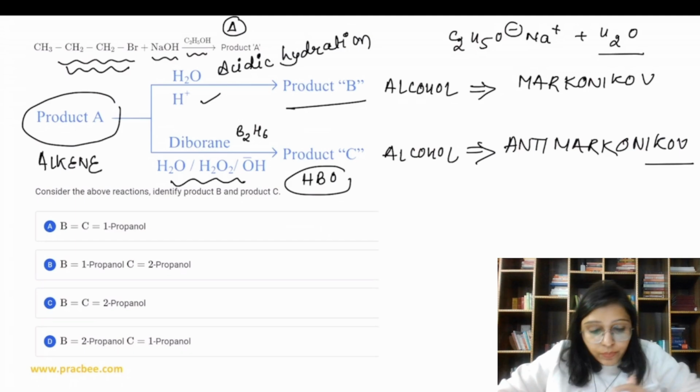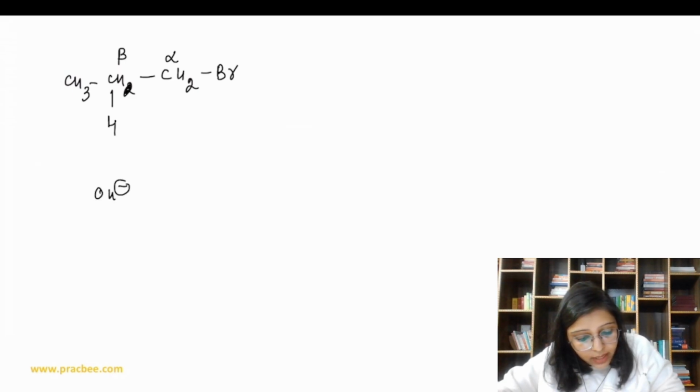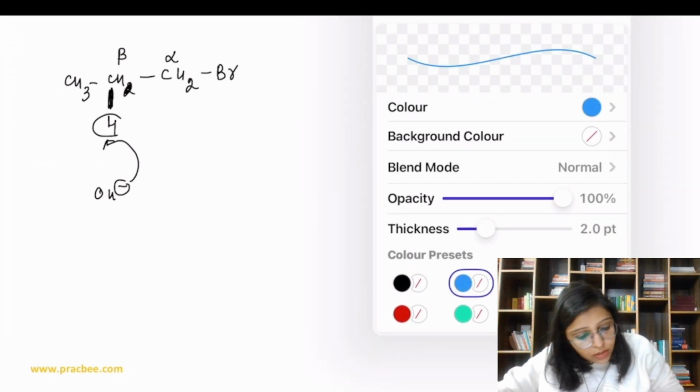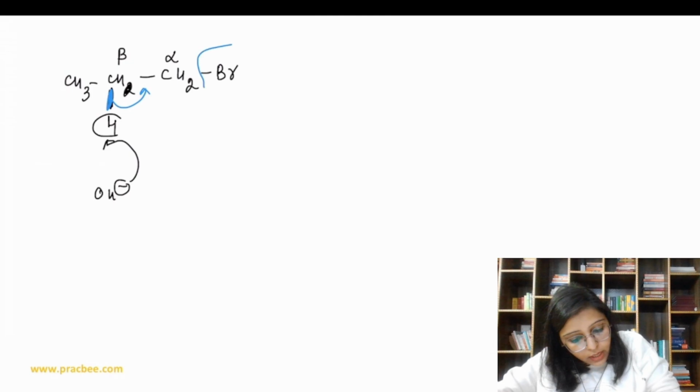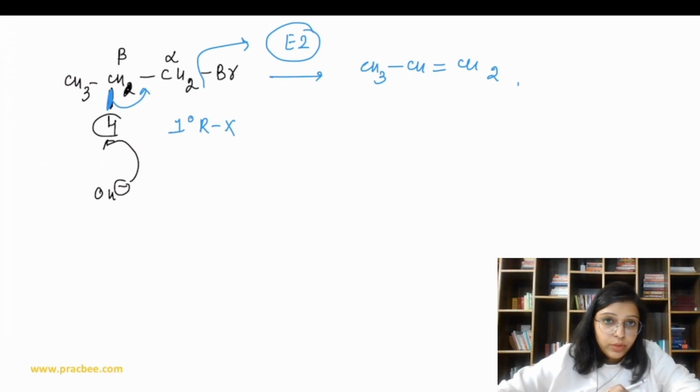So let's form the alkene. So we have CH3, CH2, CH2Br. Okay, so this is the alpha carbon, this is the beta carbon. So let me write one hydrogen like this. Now what happens? OH minus takes this hydrogen, the electrons of this bond shift over here and Br leaves, so we get CH3CH=CH2. As this is a 1-degree alkyl halide, the mechanism is E2 elimination. In one step we are going to do it.